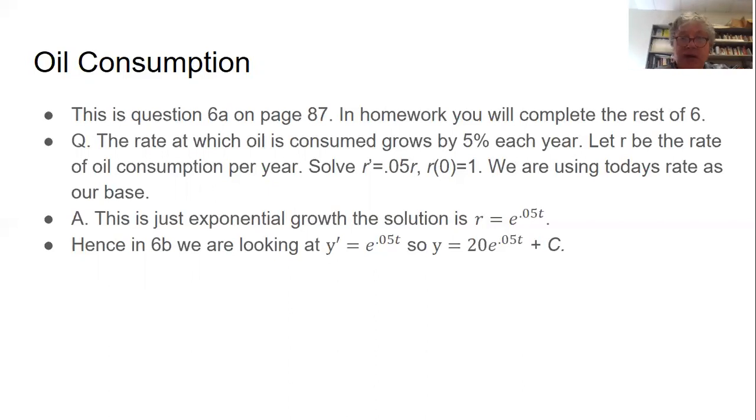Starting you off on part B, we're looking at the differential equation y prime equals e to the 0.05 t. Taking the antiderivative, the antiderivative of e to the 0.05 t is e to the 0.05 t divided by 0.05, which is just multiplying by 20. So y equals 20 times e to the 0.05 t plus c, because we can always throw in that constant of integration. That's what they call it, the constant of integration. You will complete that in your homework. And that's where we stop.